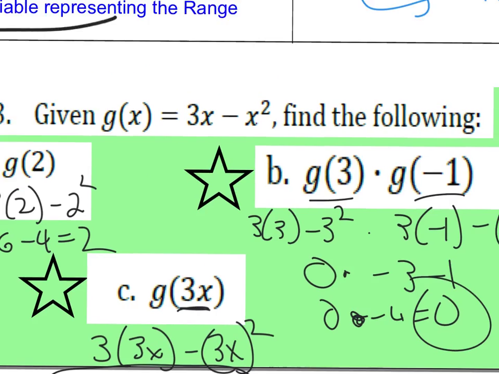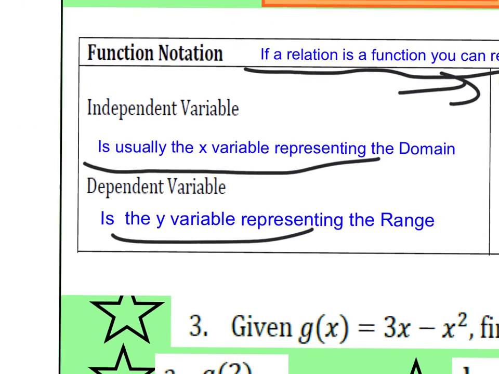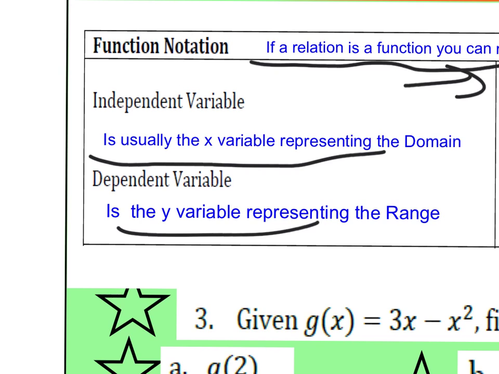So just to recap, function notation looks like this. And if I have a number there, all I do is substitute it in. X is my independent variable. Y is my dependent variable. So kind of another way to think about it, independent, this is the input. Dependent, that's going to be the output. What happens when I put that in for a function?